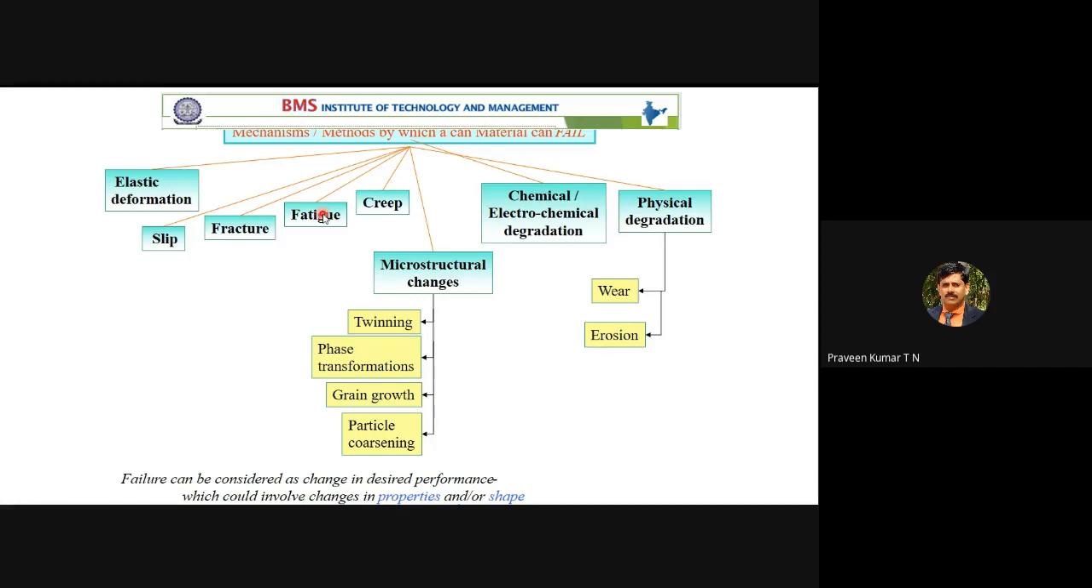But fatigue means the crack is nucleated. There is no crack initially. The crack is nucleated during the process of cyclic loading. Then it is referred to as fatigue loading. I will not go into the others.